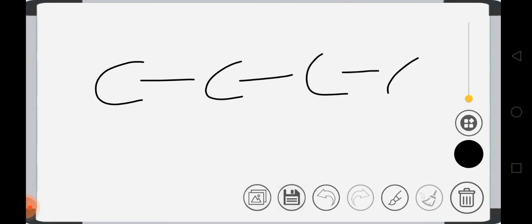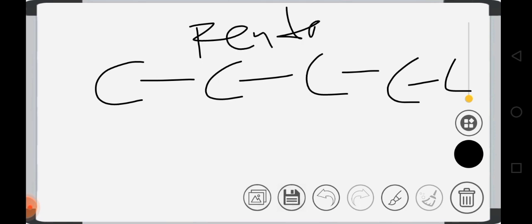Let's take note of it. It's very, very important. So let's look at this. We now have 5 carbons, so this one is called pentane. What do we call it? Pentane. That's what we call this one. Now, because of time, I'll just end it here.